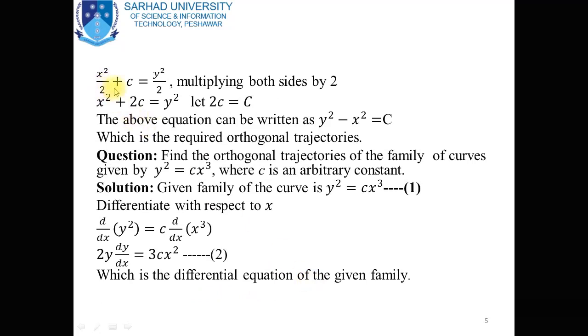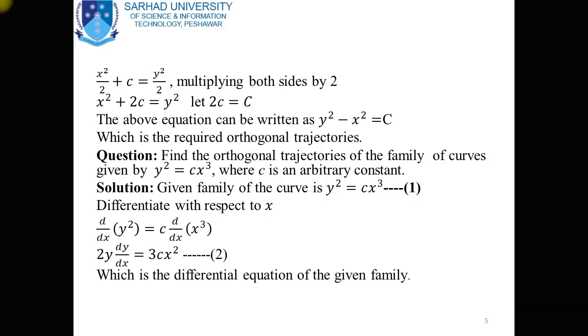So x square divided by 2 plus c is equal to y square divided by 2. Multiplying both sides by 2 we obtain x square plus 2c = y square. Suppose we put this 2c equal to any other constant c, then this equation can be written as y square minus x square = c, and this is the required orthogonal trajectory.